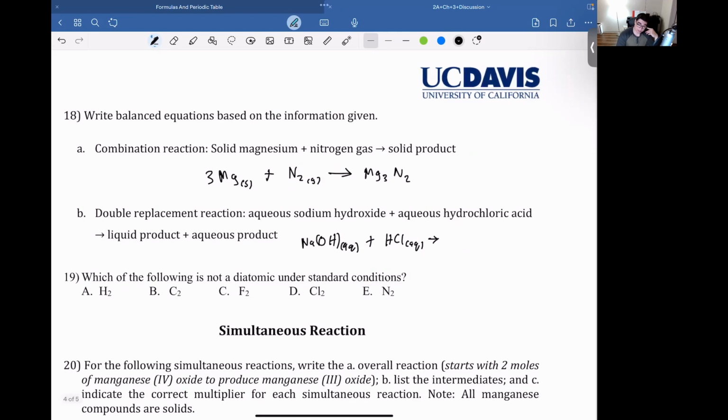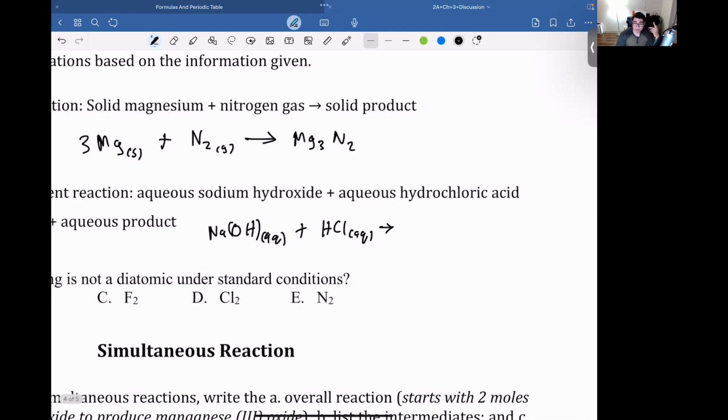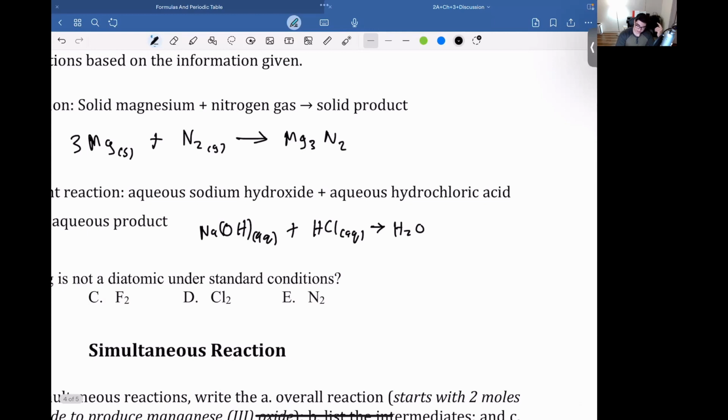So if you have a strong acid and a strong base, you always get water as a product because you combine the H and the OH. So doing a double replacement, you're switching the spots of things. So H switches with Na, so you get HOH and NaCl, which is the salt or the aqueous product.